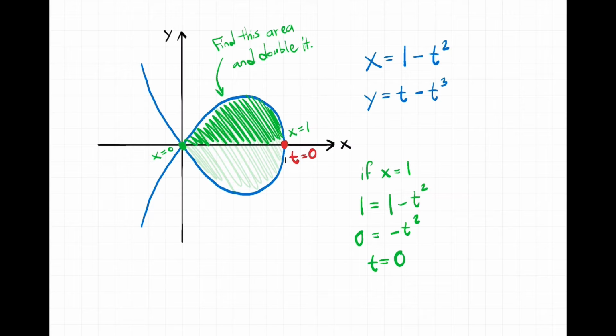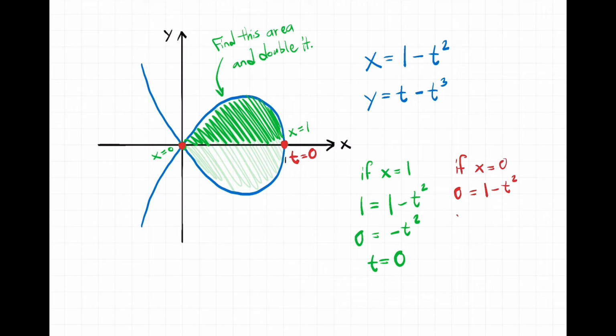Now, what about this other point here at the top? Well, let's work that out. That's when our x is equal to 0. So if x equals 0, then we have 0 equals 1 minus t squared. And we can solve this by factoring. In fact, you should solve it by factoring. You should not solve it by adding t squared to both sides, because that's going to lead you down a path that will cause you to miss one of the solutions here.